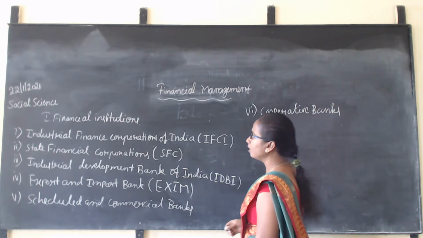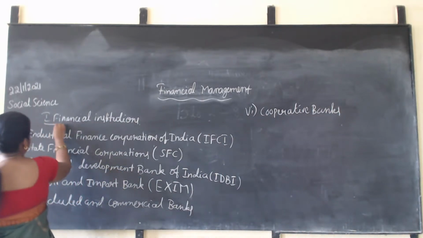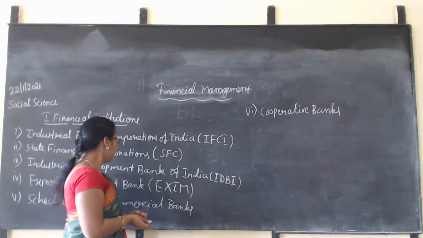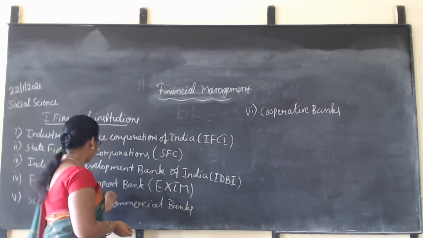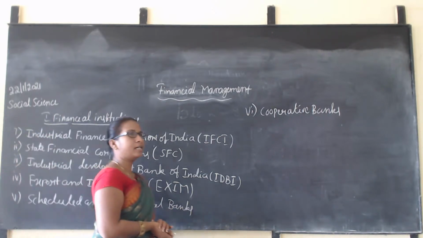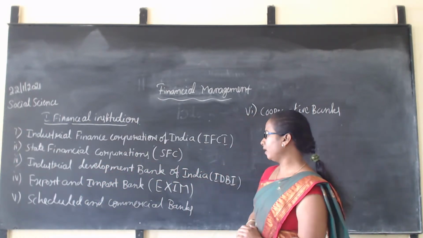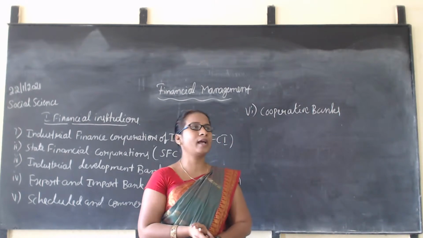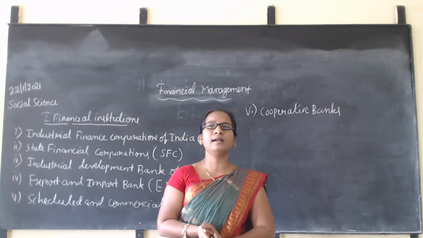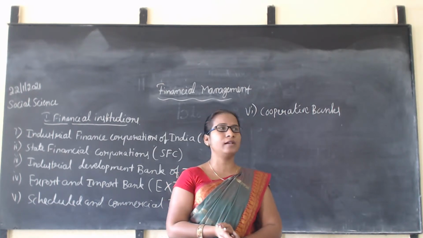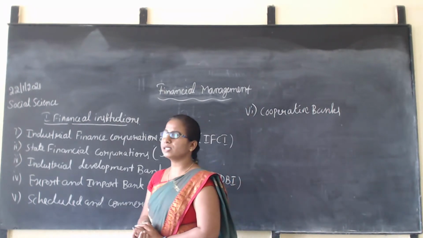Here, how many are there? They have given the financial institutions' names. The first one is IFCI, second is SFC, third is IDBI, fourth is the Exim Bank, that is the Export and Import Bank, then scheduled and commercial banks. For example, SBI, Syndicate Bank, and Canara Bank all come under commercial banks. Another one is cooperative banks, which you find in rural and some other areas. These are assisting the businessman, helping the investors who want to invest money in a business organization.